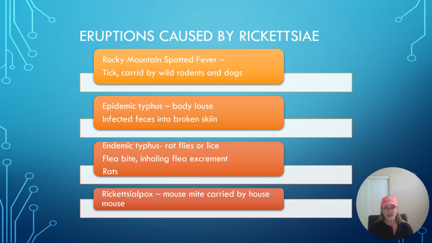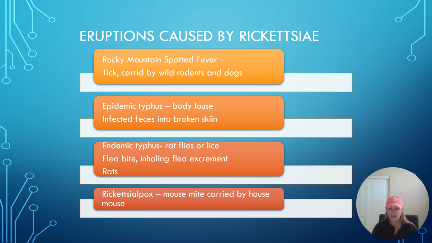Eruptions caused by Rickettsia include Rocky Mountain spotted fever. A tick is the thing that will infect the person. If the person is bit by a tick, the tick is carried by wild rodents and dogs. So if you have a dog and like to go hiking, it's kind of the same thing as Lyme disease, it's spread by ticks. So make sure that you inspect the dog if you go hiking, and inspect your legs if you go hiking through areas that have a lot of ticks, so that you can hopefully find and prevent this infection.